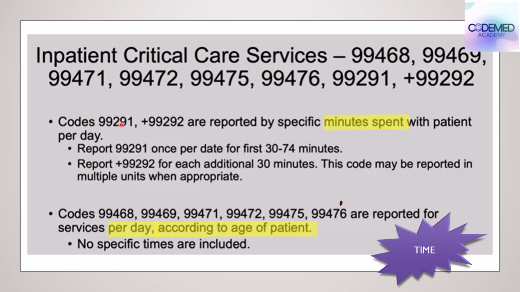Now, if you see the codes 99291 and 292, they were reported by the specific minutes spent with the patient per day. That is, we had the table that 99291 is reported once per day for the first 30 to 74 minutes, and 292, which is an add-on code, covers each additional 30 minutes.